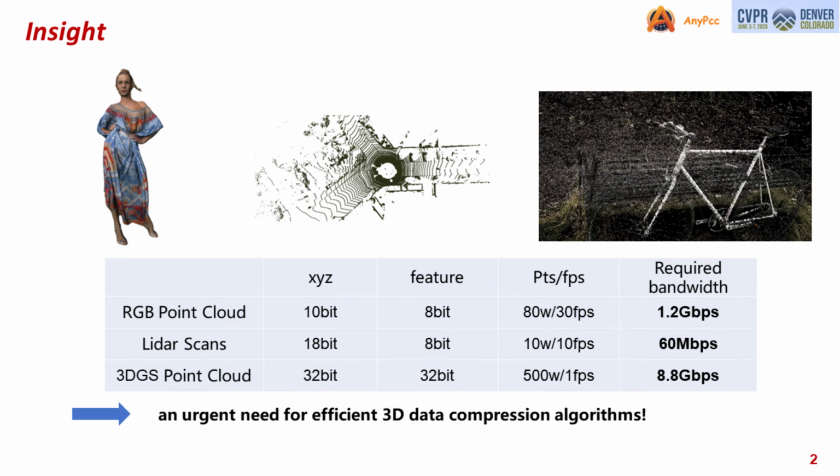Point clouds are becoming increasingly important in many 3D applications, such as autonomous driving, AR and VR, digital humans, and 3D reconstruction. However, raw point cloud data is extremely large. For example, RGB point clouds, LiDAR scans, and 3D Gaussian splatting point clouds all require very high bandwidth if transmitted without efficient compression. This creates an urgent need for powerful 3D data compression algorithms, especially algorithms that can support different data formats, densities, and application scenarios.